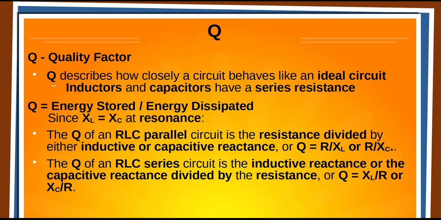In the case of a parallel circuit, and these were hard for me to remember, you calculate Q by dividing the resistance by the reactance of either the inductor or capacitor, because at resonance, where you figure the Q, they're equal anyway. It doesn't matter which one you use. In a series circuit, you obviously do the opposite. You take the reactance and divide it by the resistance. That one always kind of bothered me.